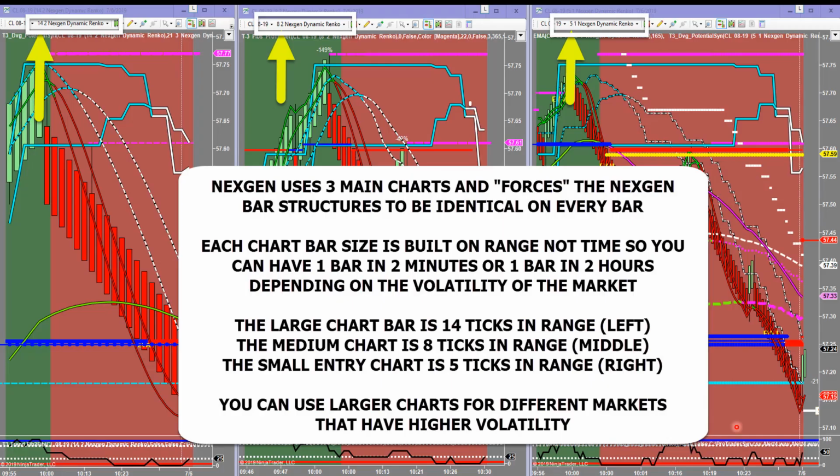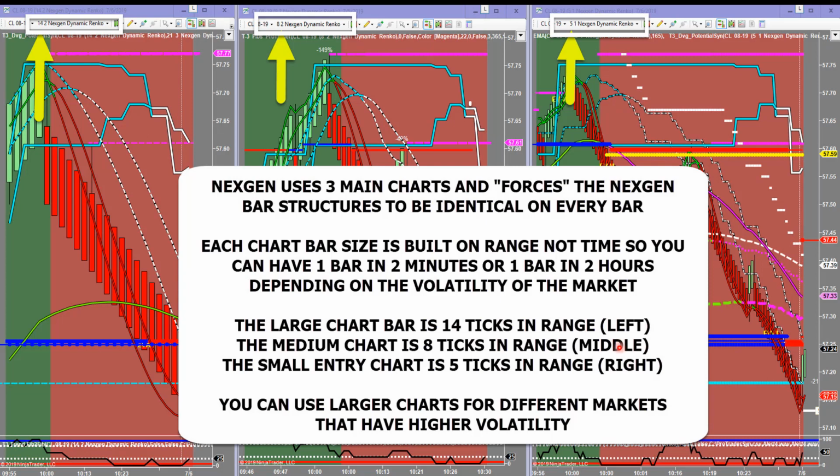So this is our normal configuration. We have a 14-2 chart, an 8-2 chart, and a 5-1 chart. Now you may be saying to yourself, what does that mean? Well, the bar structure on each of these charts is identical. And each chart is built on range or number of ticks. So the bodies of these bars are all 14 ticks. The bodies of these bars are all 8 ticks range. And the bodies of these bars are all 5 ticks range. So this is a faster chart, this is a medium chart, and this is a slower chart. Essentially, it's the same data, it's just being displayed differently.